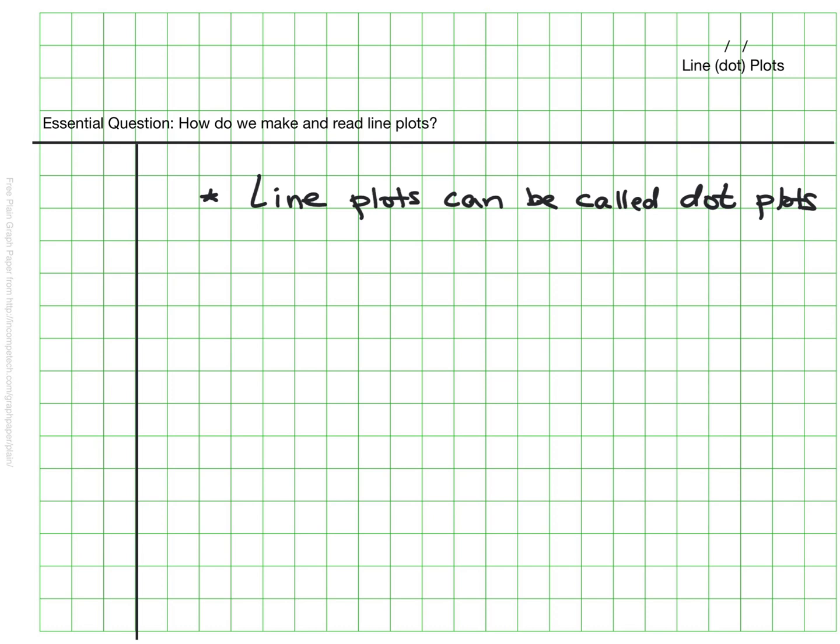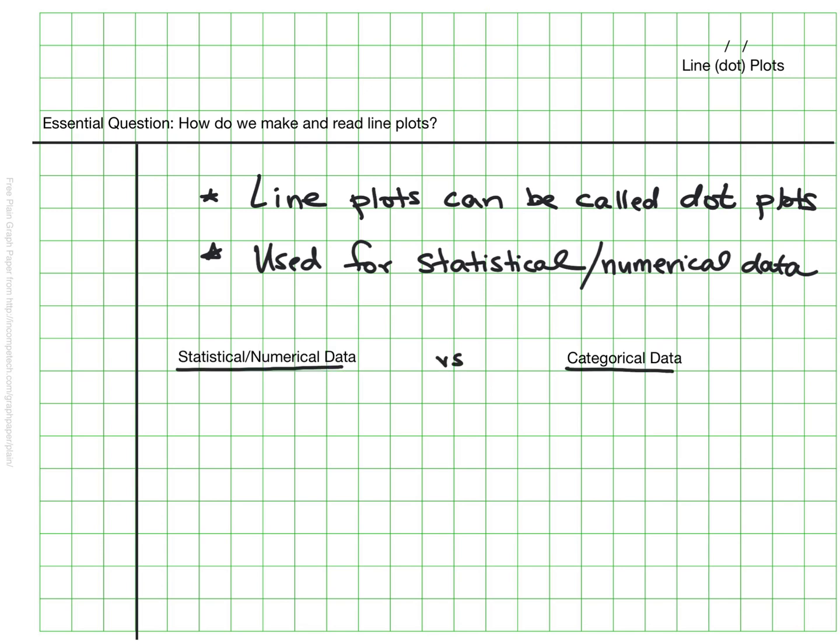So line plots are used for statistical and numerical data. And I just want to take a moment to talk about that term, numerical. We'll contrast that with something called categorical data. Statistical or numerical data comes from answers to questions that can be answered with a variety of numbers, versus categorical data, which has questions that have answers that can kind of be separated into groups or categories.